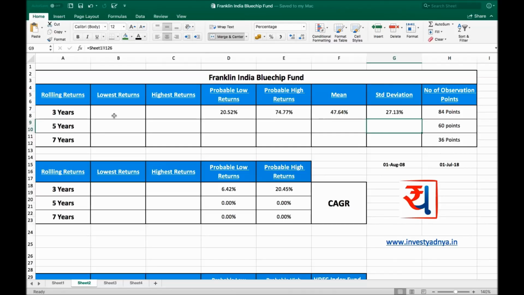So two more parameters we have taken in this analysis. Those are the lowest return and highest return this fund has given for 3 year rolling return period. So lowest return this fund has given is minus 2.18%, and highest return this fund has given is 136.02%. These are also absolute numbers. So if we convert these numbers into CAGR, lowest return CAGR will become minus 0.73% and highest return CAGR will become 33.14%.